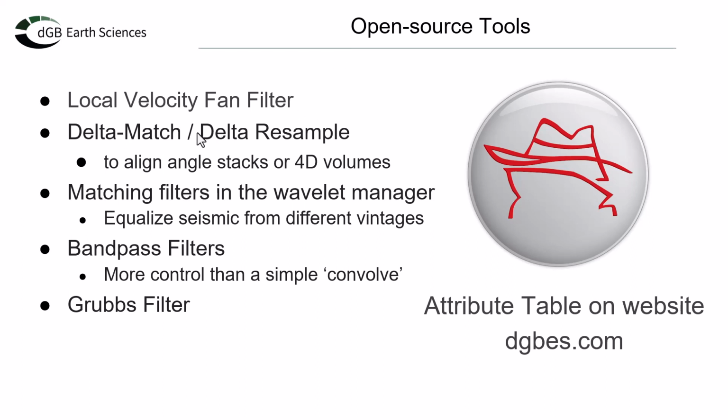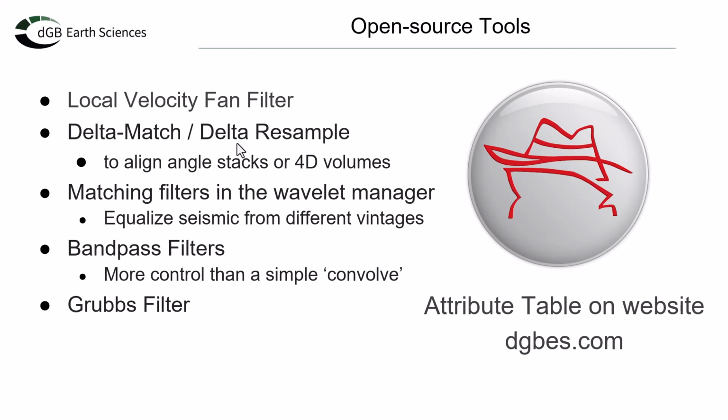We offer a delta match, delta resample to align angle stacks or 4D volumes. You could also do matching filters in the wavelet manager to equalize seismic from different vintages. A tried and tested bandpass filter is of course available, which gives you a bit more control than the simple convolve attribute I showed you. We also offer a grubs filter.